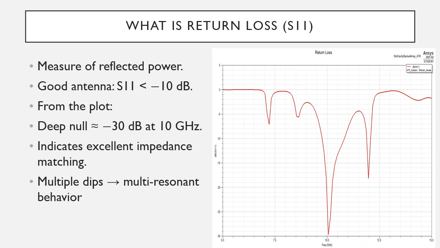Return loss indicates how much power is reflected back. A good antenna has S11 below minus 10 dB. From this plot we can see that at 10 GHz frequency the return loss is around minus 30 dB, which means almost all power is delivered to the antenna with very little reflection.